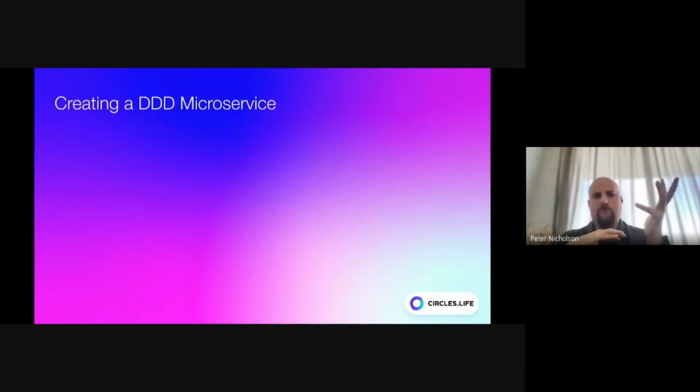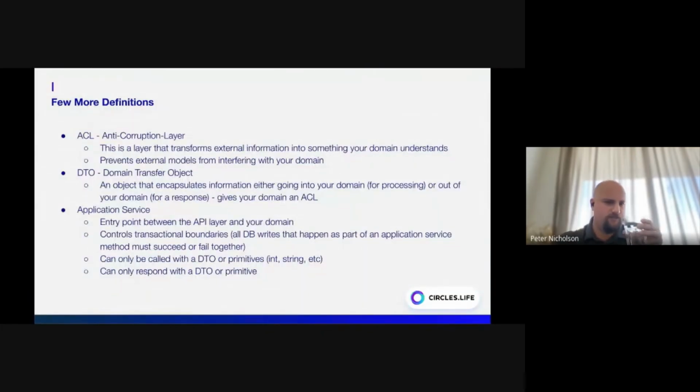So how are we going to tie this all together and create a domain-driven design microservice in Circles? To start that, I do want to talk about three more definitions to make sure we're all on the same page. The first is an anti-corruption layer. This is basically a transformer. We have our domain model, and we're talking to and being called by other services that have their own models looking at this data. What an ACL does is just transform back and forth so that the way other services model their data and present it to us doesn't corrupt the way we model the data and use it.